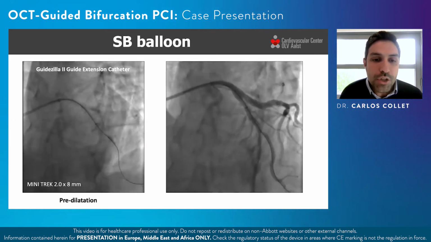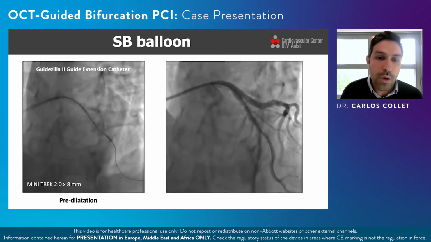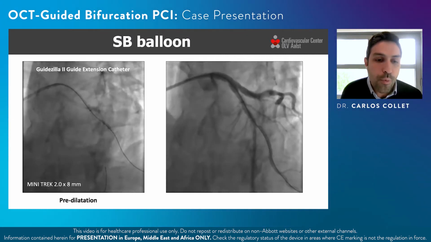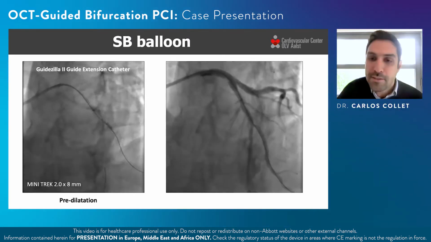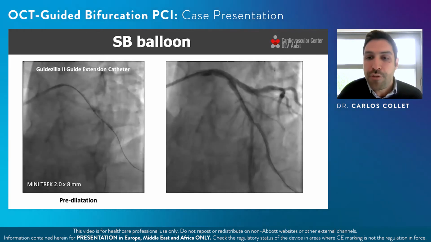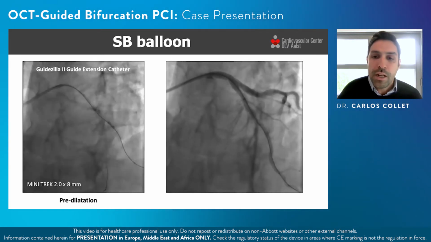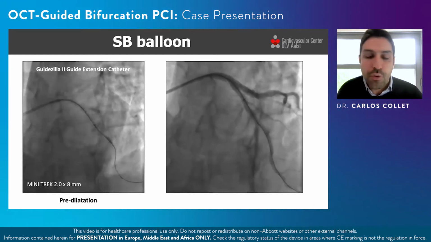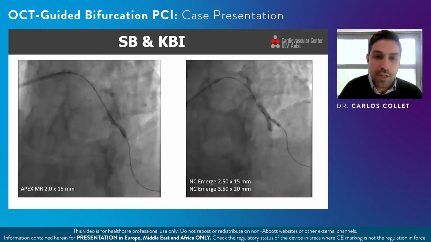We had some issues trying to cross this side branch with the balloon. So we used a guide extension. You see the guide extension there coming inside. We started with a small balloon at 2.0 by 8. And this is the first angiographic result that we had in the side branch. So we were really happy that we were able to cross the side branch, and we had good flow with a relatively good angiographic appearance at this stage of the procedure.